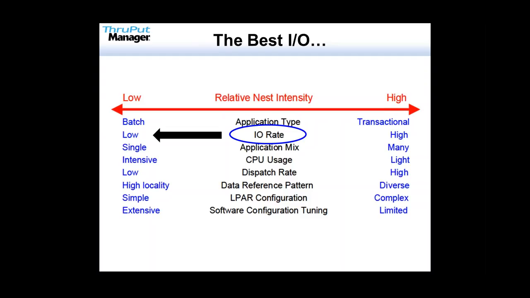Now, if you've been in performance for any length of time, you're familiar with the old mantra, the best I/O is no I/O. While we've always known this to be true for application performance, this shows that reducing I/O can improve your RNI as well. So get in there and tune those applications. Buffers are free.